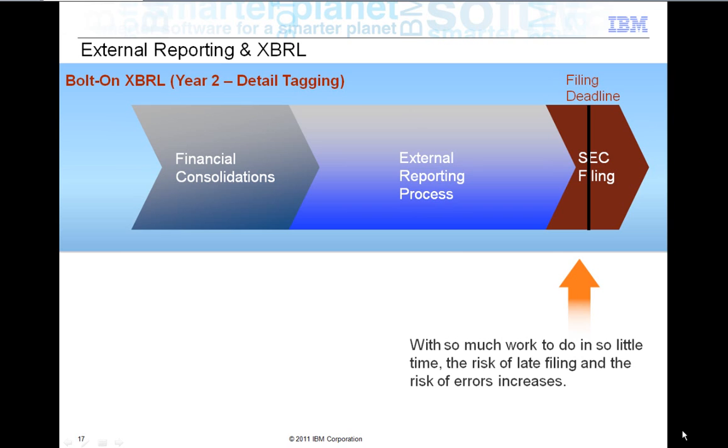Now, adding on to the fact that you're going to have an increase of tags anywhere from 5 to 10 times within estimates, the idea is that there is so much other work to be done, but yet little time to actually make all of that happen. So the risk of late filing and the risk of errors increases.